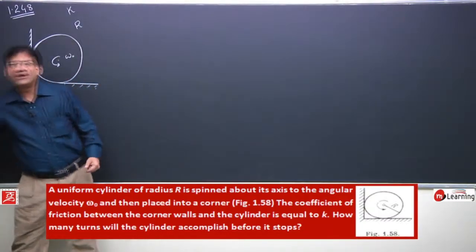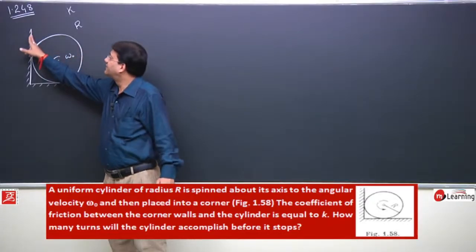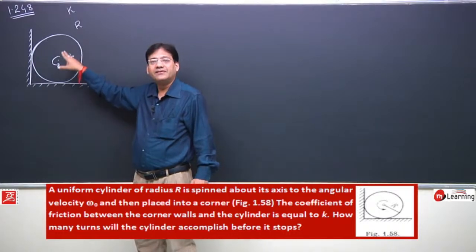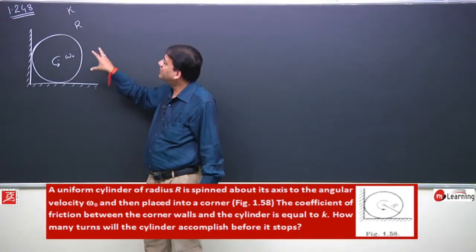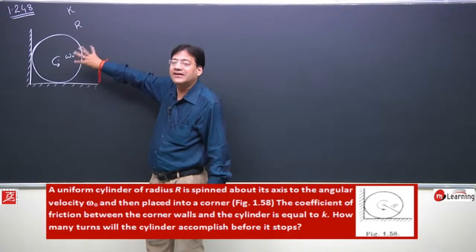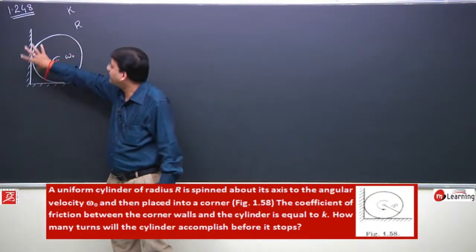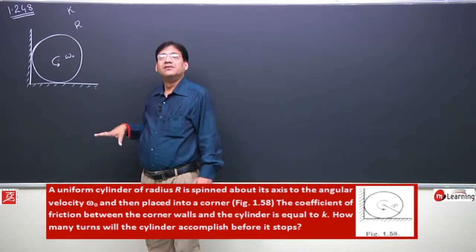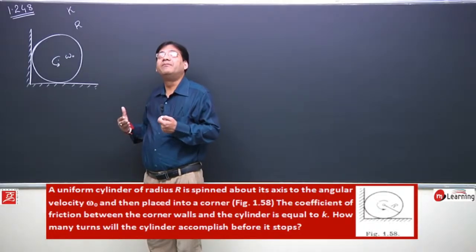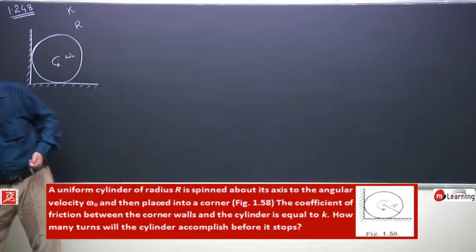Now, observe this problem and the situation. There is a vertical wall and a horizontal wall, so it forms a corner, and at this corner we keep a cylinder. The cylinder is initially rotated with some angular velocity omega naught like this, and with that initial velocity it's kept at this corner. Now, due to friction, this cylinder would ultimately stop. Before it stops, how many turns would it execute?